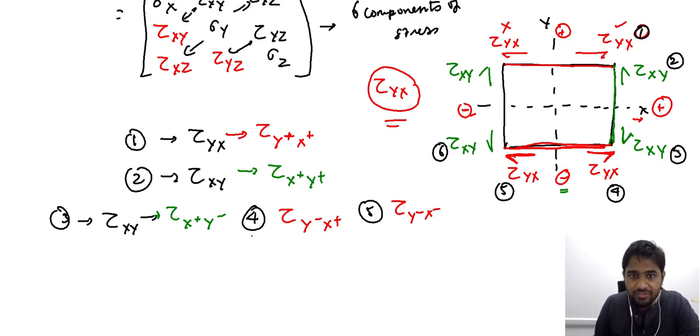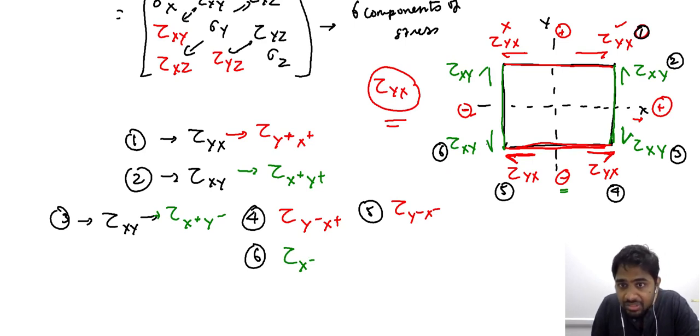Now let us consider the 6th stress here. Again this stress is acting on the plane that cuts the x-axis in the negative quadrant. So therefore it is x minus, and it is acting in the direction that is negative to the y-axis. So therefore y minus.